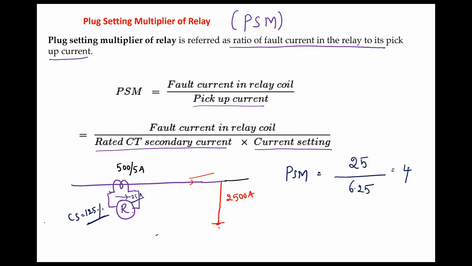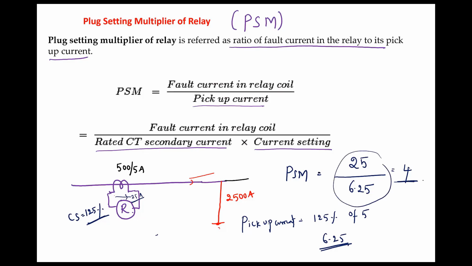This divided by what is the pickup current? Pickup current is given by current setting into rated secondary CT current. So this is 125% of 5, so its value will become 6.25. So 25 divided by 6.25, your plug setting multiplier value, PSM value, is 4. PSM value is 4. Understand? Yes or no? Yes, sir.